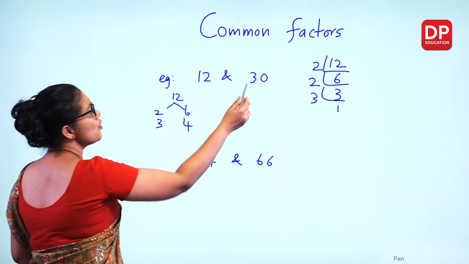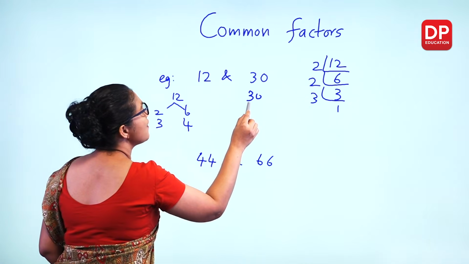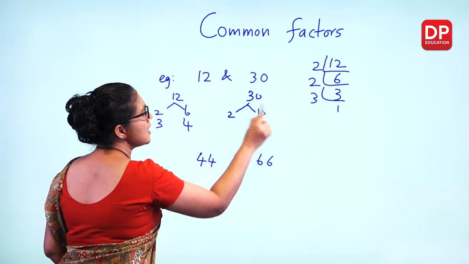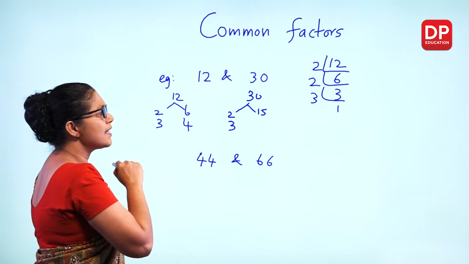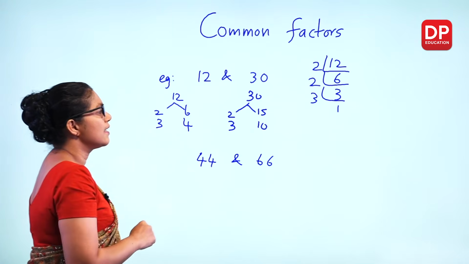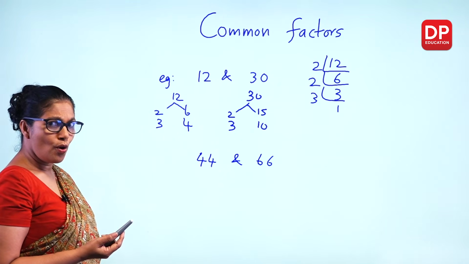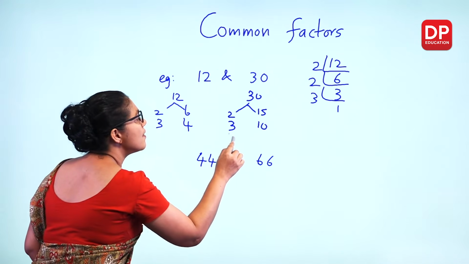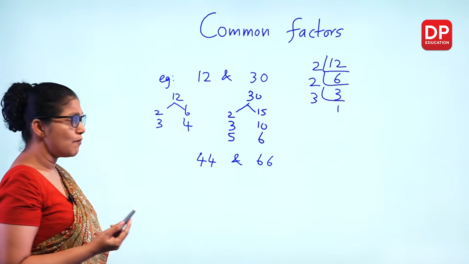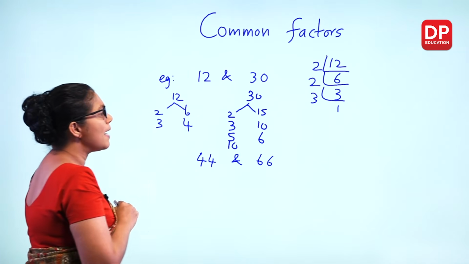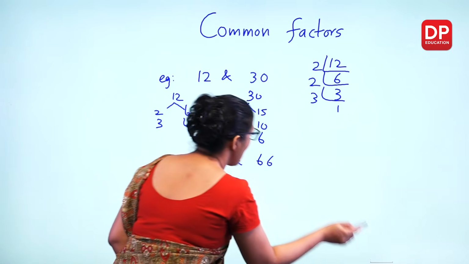Now, if you take 30, it's divisible by 2, so you can write 2 with 15. It's divisible by 3, 3 with 10. What else? Is it divisible by 4? No. What about 5? 5 times 6. Then what about 10? It's divisible by 10, 10 times 3. But it's already there, no need to write it down.